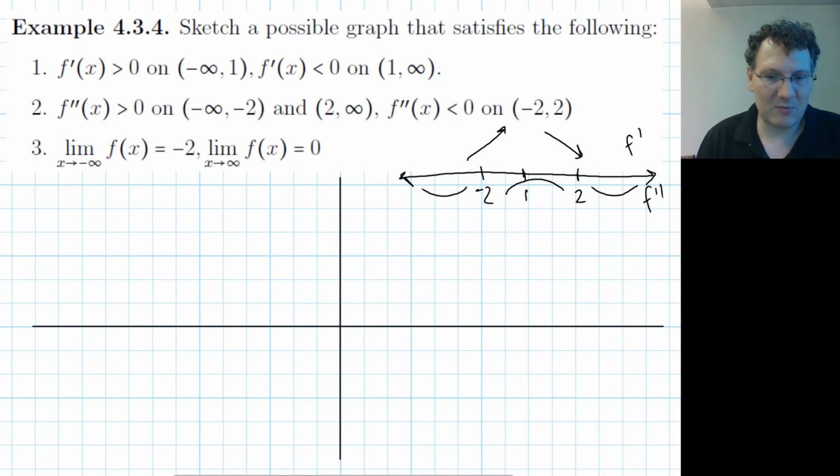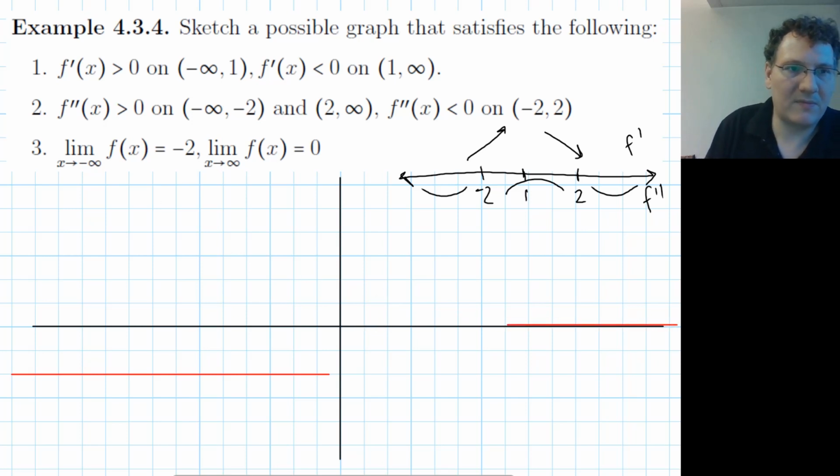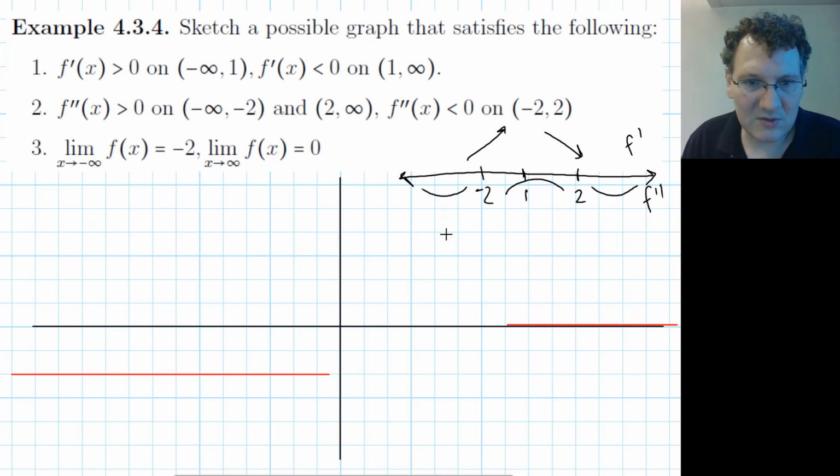So that's something that I'm going to put as an asymptote. And the limit is going to be 0 on the other side, so I'll put that here. Now, as x goes to positive infinity, the function levels off at 0.